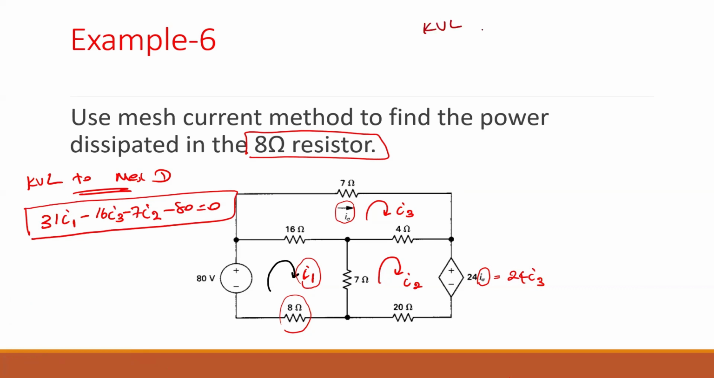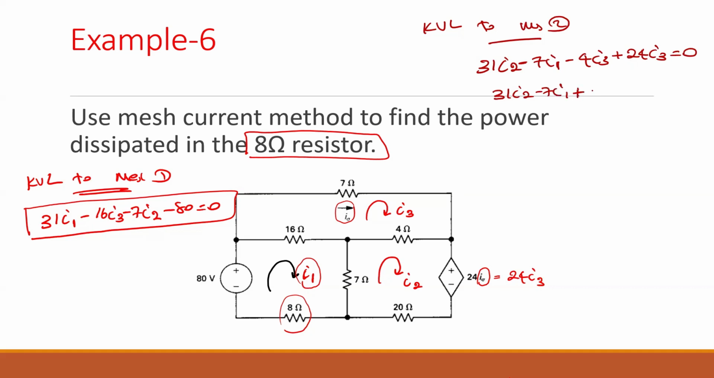So KVL to mesh 2. So mesh 2, if we say 20, 11, 31 I2 minus 7 I1 minus 4 I3 plus 24 I3 is equal to 0. So I3 you can add. So 31 I2 minus 7 I1 plus 20 I3 is equal to 0. So this is the second equation. Is that right?